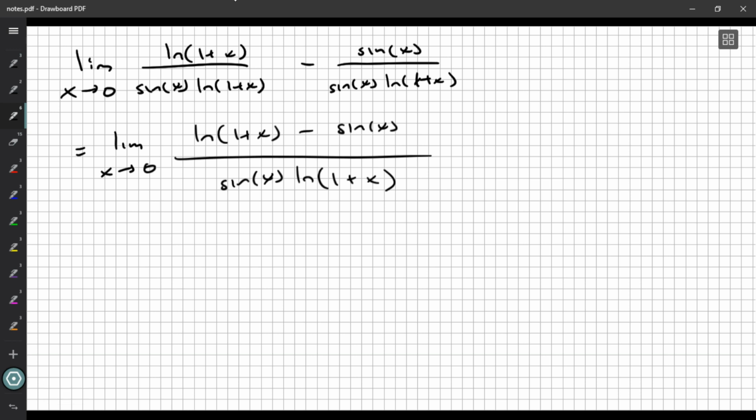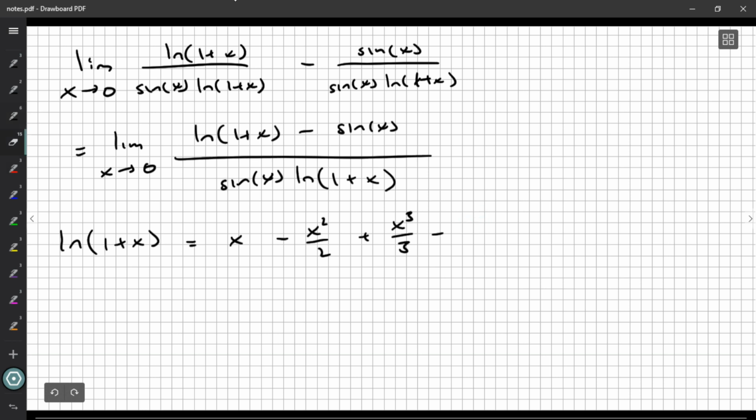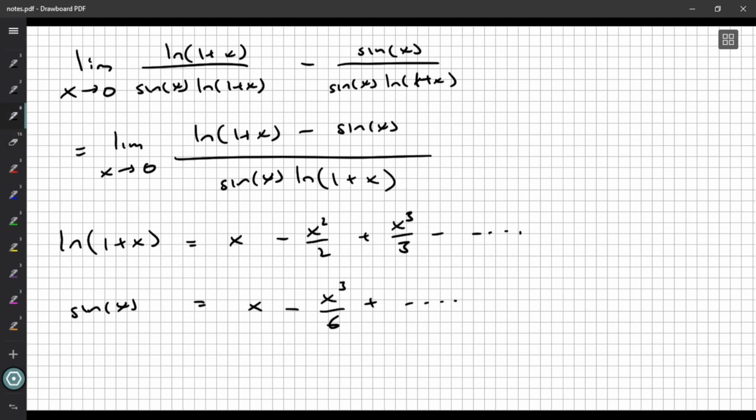Okay, so we know the power series for ln(1 plus x) looks like x minus x squared over 2 plus x cubed over 3 minus x to the 4. I mean, we don't really need that many more terms. Usually the first three get the job done, although we can always come back and add in more if we need them. And sine x looks like x minus x cubed over 6. That's probably good enough. But if we need to, we'll add in the next term, x to the 5 over 5 factorial, which would be 120.